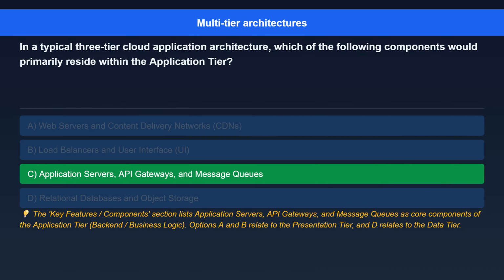The correct answer is application servers, API gateways, and message queues. Here's the explanation. The key features components section lists application servers, API gateways, and message queues as core components of the application tier, the backend/business logic. Options A and B relate to the presentation tier, and D relates to the data tier.